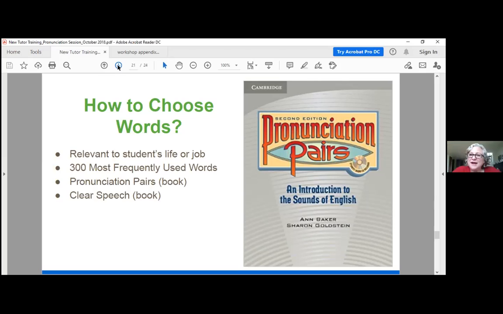And also to point out that working on a sound, a word with the sound at the beginning would be the easiest. Then normally we do the sound at the end of a word. So it could be brave, for example. The V sound is at the end of brave. And then the hardest one is when the sound is in the middle of a word.